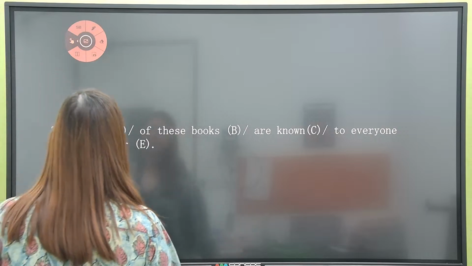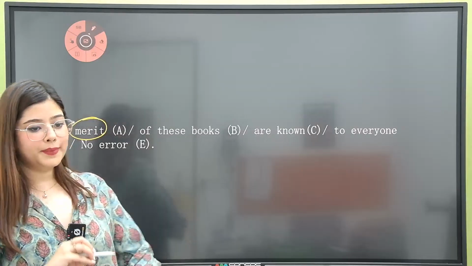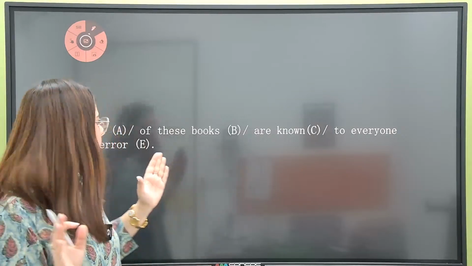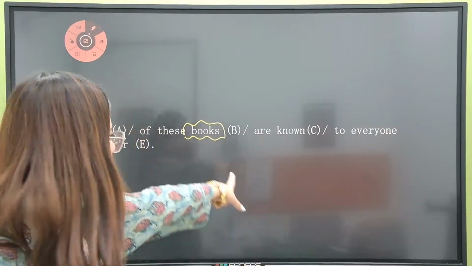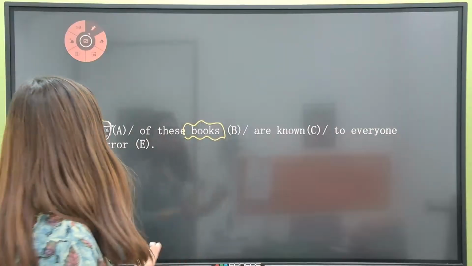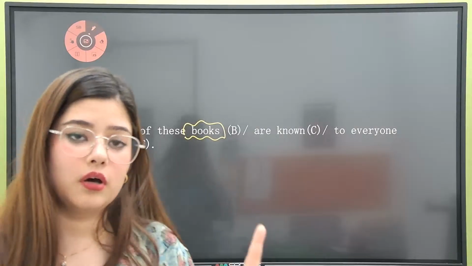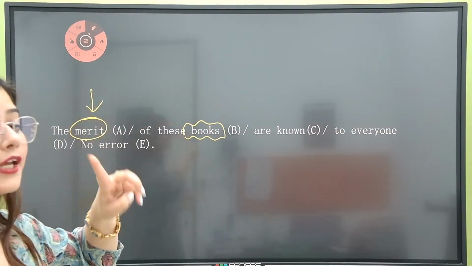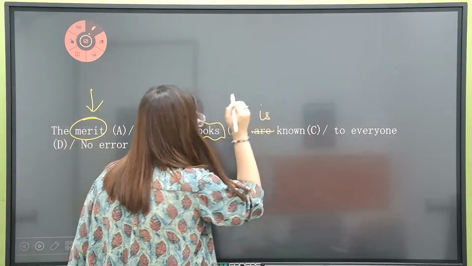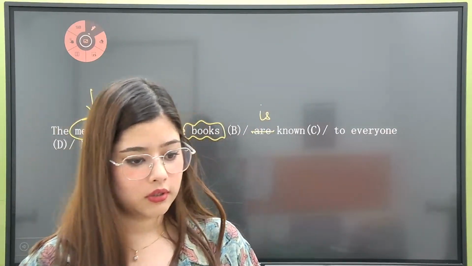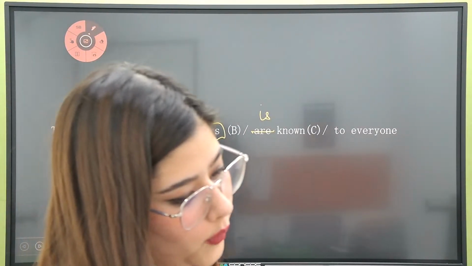Yes, again, my primary subject is merit. Please do not confuse it with books as the main subject. Books here is not my main subject. Merit is, and merit is singular. So the merit of these books is known to everyone.